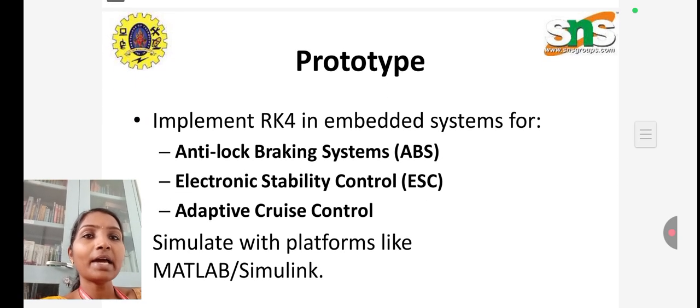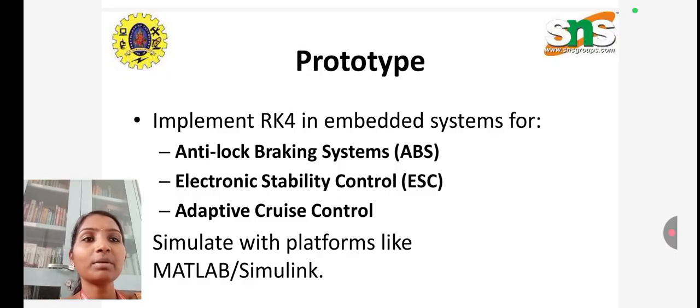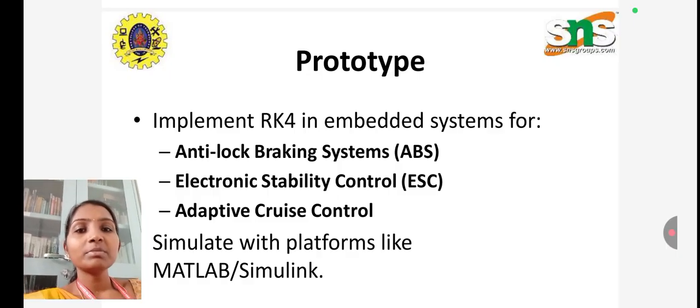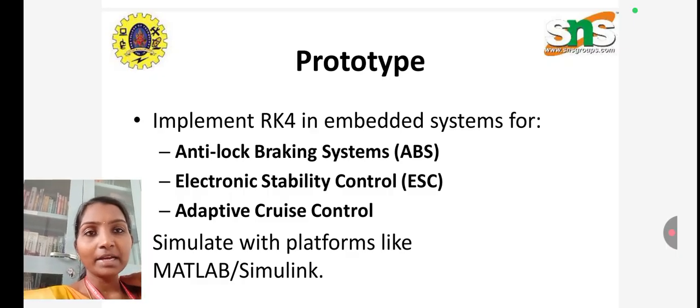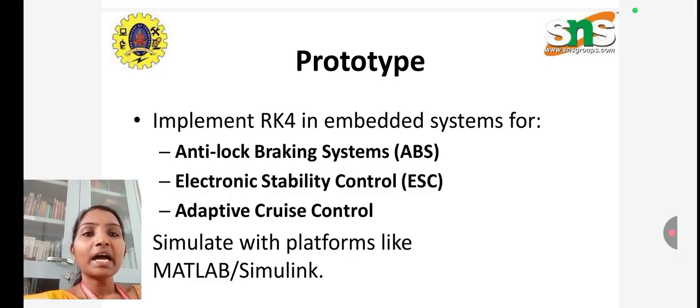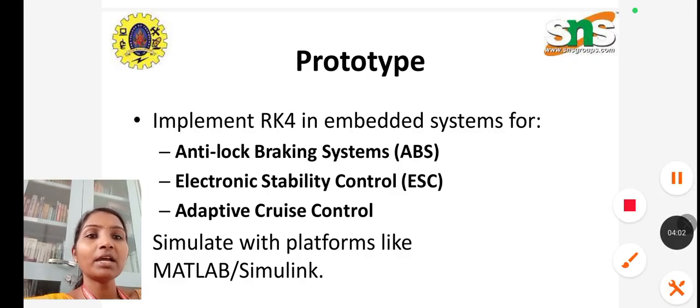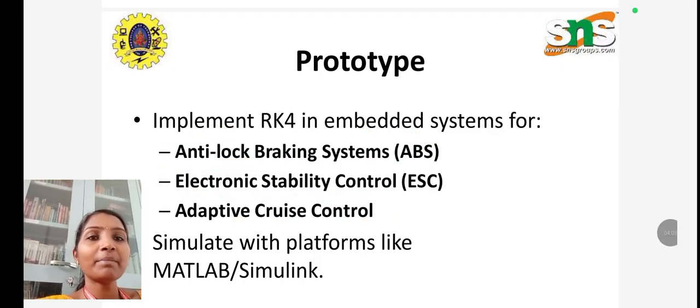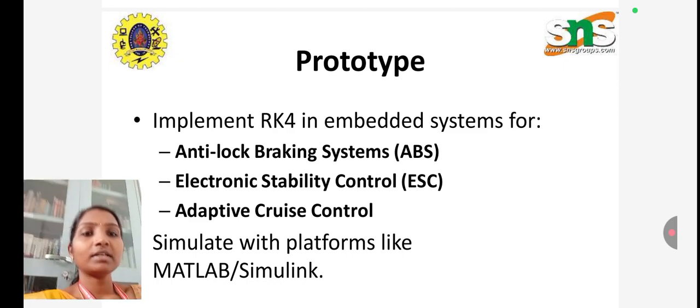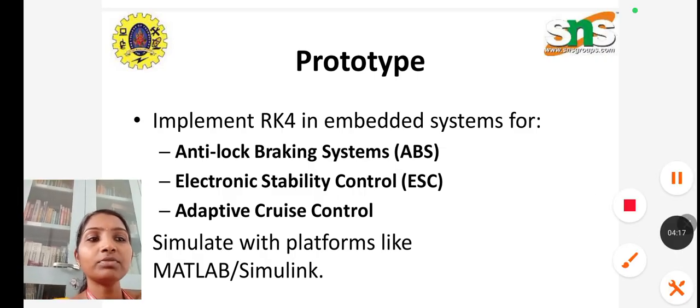The next step is to prototype. What is our prototyping? Implementing RK4, the fourth order Runge-Kutta method, in embedded systems. Embedded systems are the AC controlled systems, electrical circuit control systems, which have been applied in the real-time scenario of car braking system and bike braking system. The first thing will be the anti-lock braking systems, and the second thing will be the electronic stability control systems and adaptive cruise control. So in these we are going to apply the Runge-Kutta method to solve or to simulate with the existing ones to find better performance. We can simulate it with the help of MATLAB and Simulink.